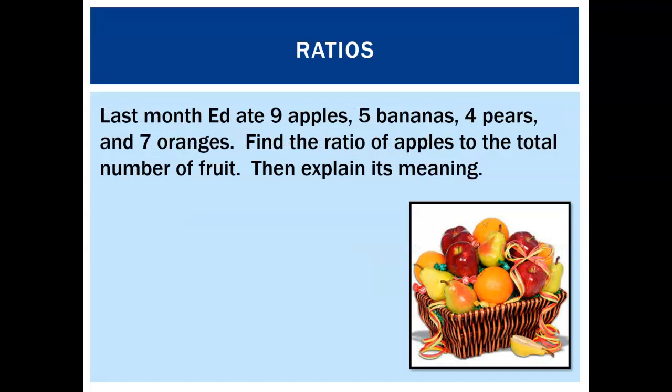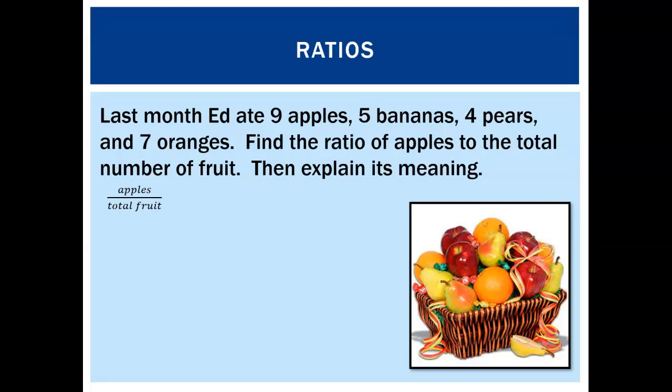Last month, Ed ate 9 apples, 5 bananas, 4 pears, and 7 oranges. Find the ratio of apples to the total number of fruit. Then explain its meaning. Again, we can write a word ratio to help guide us, and we are looking for the number of apples compared to the total number of pieces of fruit that Ed ate last month. When we find the total, we do include the apples because they are part of the fruit that Ed ate last month. To find the total, we would add 9 plus 5 plus 4 plus 7, which equals 25.